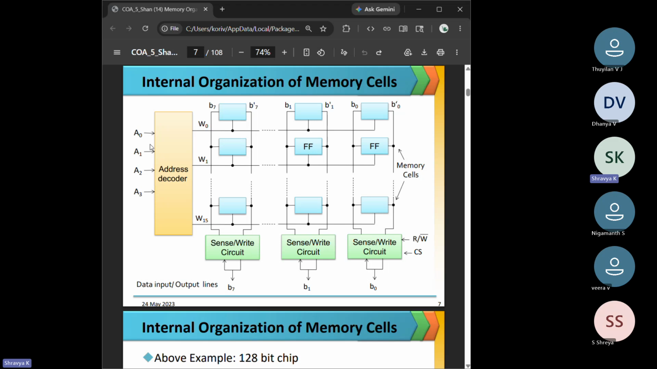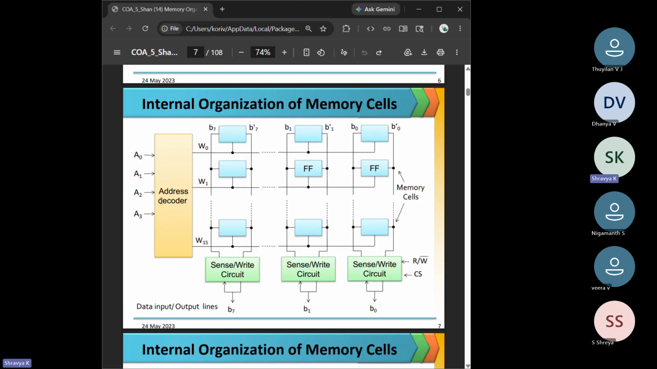So yeah, every combination of this will have a corresponding word to it. That's what the address decoder does: it maps a particular combination, the address from the address lines, to the particular word, right? And you can see that because there are four address lines, you have 2 to the power 4 words. So you have word 0 to word 15. Those are the rows, the words that you can find.